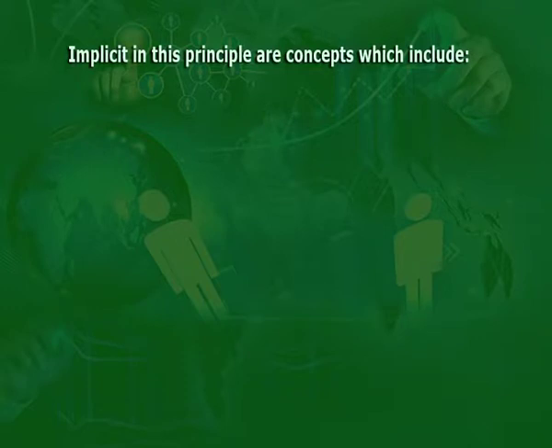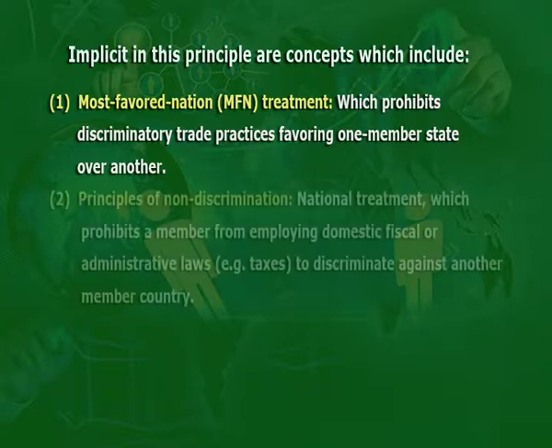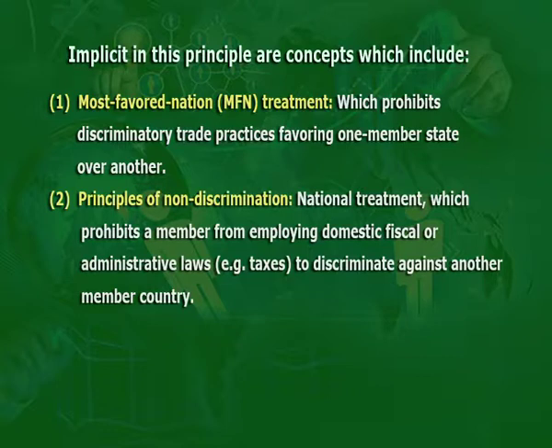The objective of the GATT was to eliminate or substantially reduce trade tariffs and other impediments to trade on the basis of reciprocity and mutual advantage. Implicit in this principle are concepts which include: number 1, most favored nation (MFN) treatment, which prohibits discriminatory trade practices favoring one member state over another. Point number 2, principles of non-discrimination: national treatment, which prohibits a member from employing domestic fiscal or administrative laws, for example taxes, to discriminate against another member country.